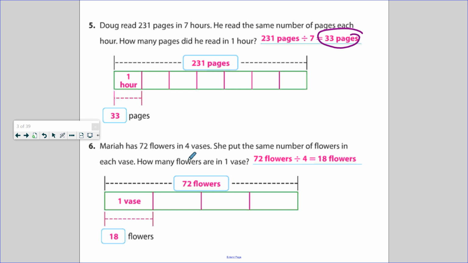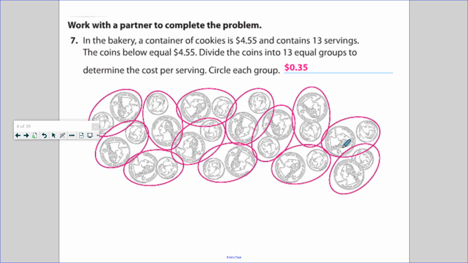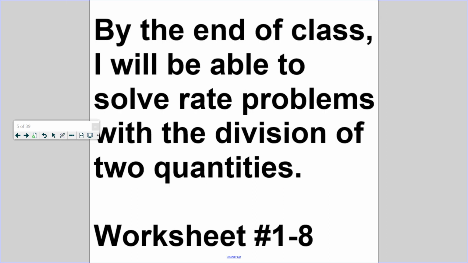Number 6, how many flowers are in one vase? You break up the 72 flowers into 4 vases. Each vase contains 18 flowers. Number 7, in the bakery, a container of cookies is $4.55 and contains 13 servings. The coins below equal $4.55. Divide the coins into 13 equal groups. As you can tell, they did. How much is each one? 25. A quarter with a dime is 35 cents, because 25 cents plus 10 cents equals 35 cents. And that was your homework.